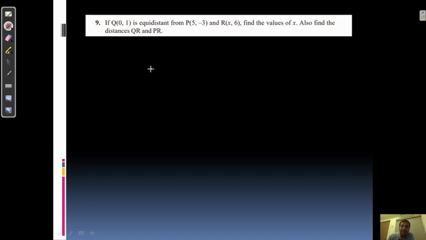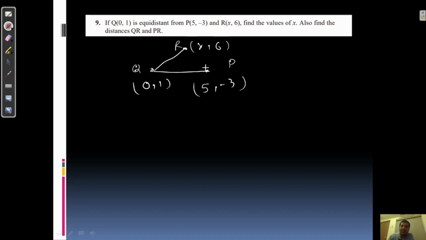As you can see, they are saying one point is there, (0, 1), one more point (5, -3), and one more point (x, 6). Point Q is equidistant from both the points. So you will find the distance between Q and R, and the distance between Q and P. This is Q, this is R, this is P. After finding both the distances, you will keep both the distances equal. Let us say this is D1, let us say this is D2. Then the square roots cancel, and one quadratic equation will be formed. You will get 2 values of x. Those 2 values you have to find.